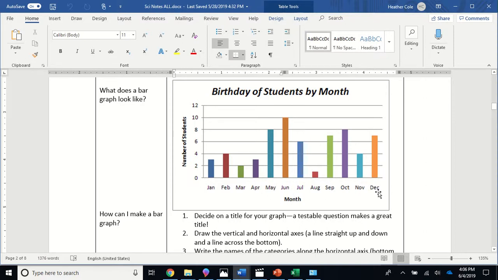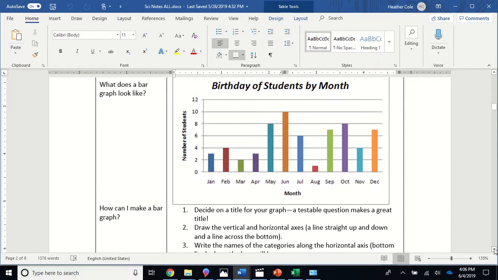If we just say birthday of students, we might imagine that our data is going to be broken down by day, and that's not really what we have. So you're trying to make the title as clear as possible. Again, a testable question would have been a good choice too. If we had chosen a testable question like which is the most common month for student birthdays in this class, then you would still include all the information that we needed to in the title.